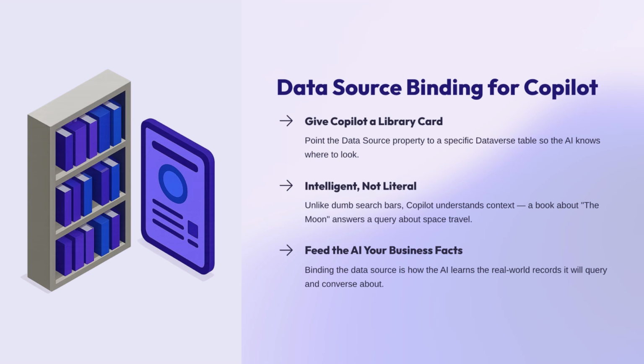Now, when a user asks, "Do you have anything about space travel?" the Copilot knows exactly where to look. It doesn't just search for the word space, it understands that a book about the moon is relevant too.